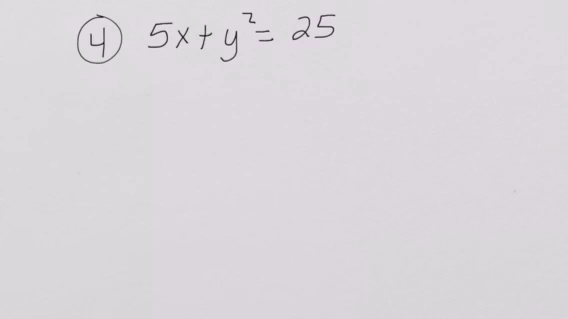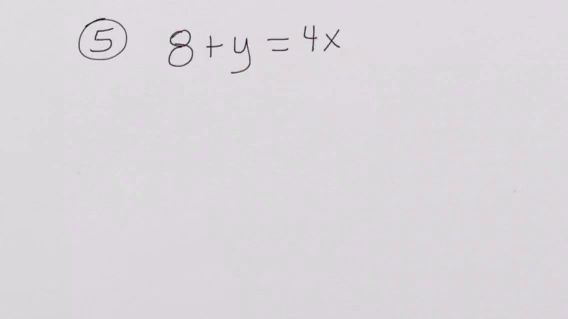Now we're going to look at this one. We have the 5x, so we have the x term first. He's on the left and he's positive. We don't have a y term. We have a y squared term. Because we have the y squared term, this cannot be written as standard form. So no standard form for this equation.